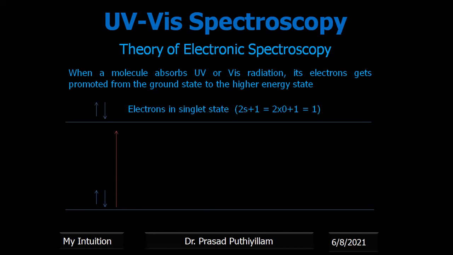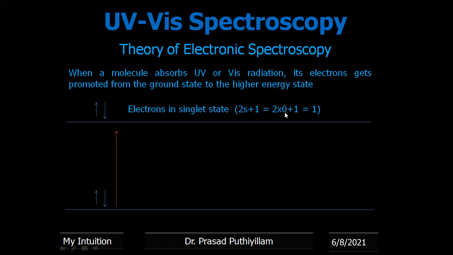Okay, it absorbs the electrons and goes to the higher energy level, and there also it is paired. If it is paired, then each spin has a value of half. So the first one represents plus half, then the second electron represents minus half. Therefore, if you calculate the spin multiplicity, 2S plus 1, that is the spin multiplicity of the electron.